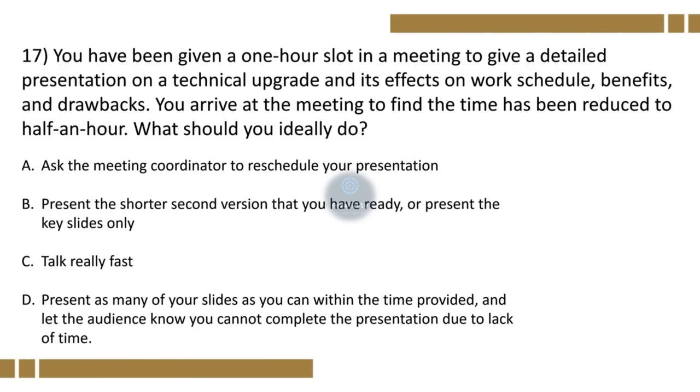Question 17. You have been given a 1-hour slot in a meeting to give a detailed presentation on a technical upgrade and its effects on work schedule, benefits and drawbacks. You arrive at the meeting to find the time has been reduced to 30 minutes. What should you ideally do? Option A, ask the meeting coordinator to reschedule your presentation. Option B, present the shorter second version that you have ready or present the key slides only. Option C, talk really fast. Option D, present as many of your slides as you can within the time provided and let the audience know you cannot complete the presentation due to lack of time. And the correct option is B.